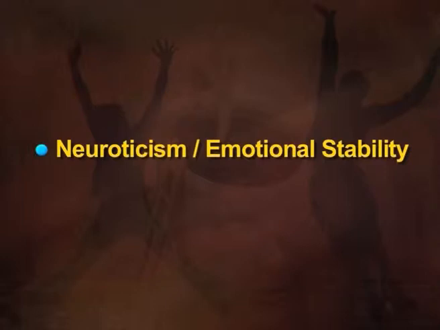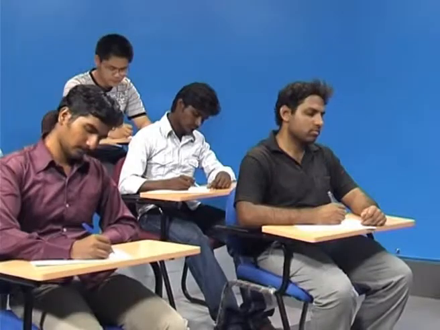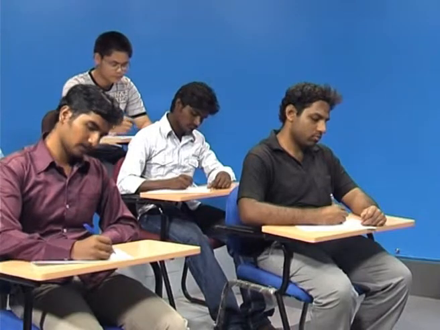The second dimension is neuroticism and emotional stability. This explains that neuroticism is related to moodiness and emotional stability or instability. People who are rated high on neuroticism are very anxious, feel very insecure and always worry about certain things and lack confidence in performing certain tasks. Whereas, people who are rated high on emotional stability can remain calm and cool even in adverse situations.